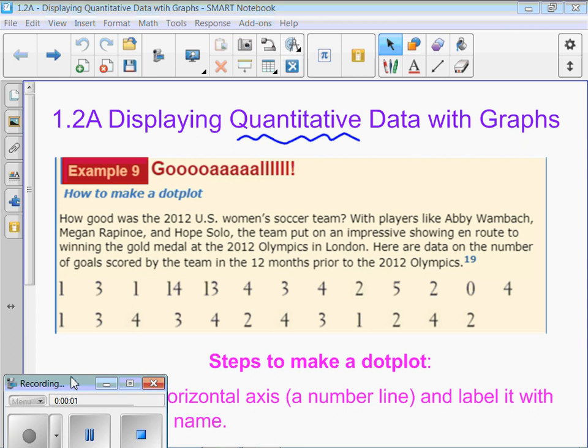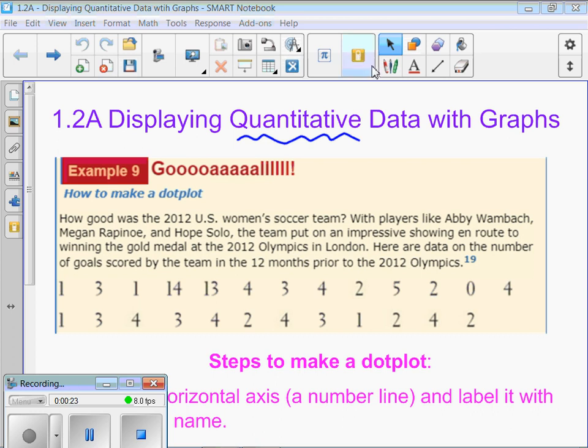All right, so far, you guys, we have displayed categorical data, or not quantitative, right? So quantitative is numbers, categories. So when you have categories, you do bar graphs, pie charts, okay? So now we're switching to quantitative data and how you would display quantitative data.